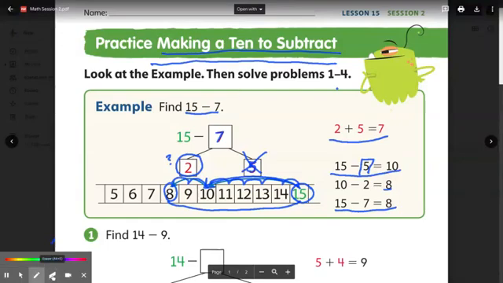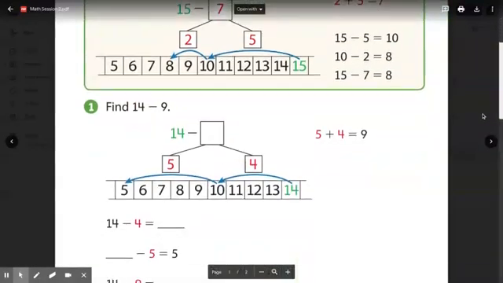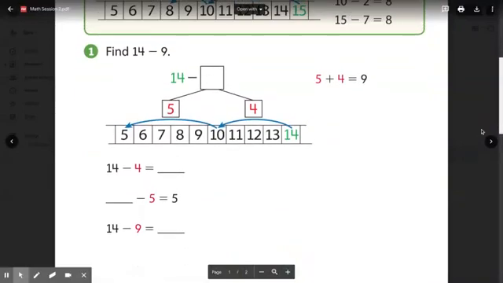So let's try our first one. I'm going to erase. And please remember, if you need to pause at any time and look at this, you can do that. All right. Let's move our paper down. So if you are working with a pencil and paper, what I want you to do is write down 14 minus 9. 14 minus 9. And then I want you to make a number path.